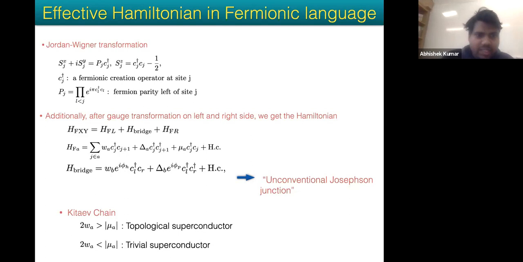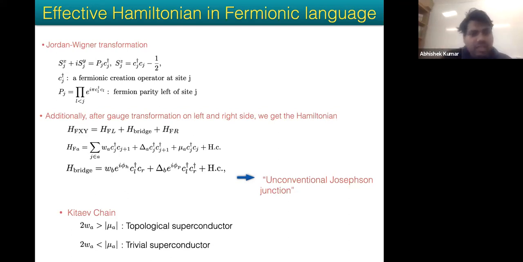So this HFA is basically a Kitaev chain, and a Kitaev chain is basically a 1D P-wave superconductor, a spinless P-wave superconductor, and it can be either trivial or topological depending on the value of the parameters. So it is written here. In the case of a topological superconductor, it contains two Majorana modes at the ends.